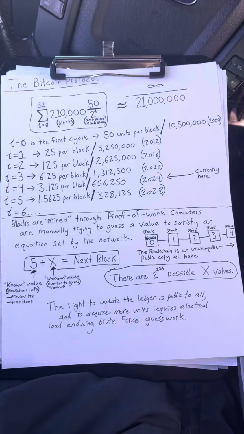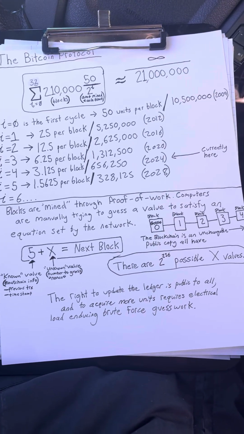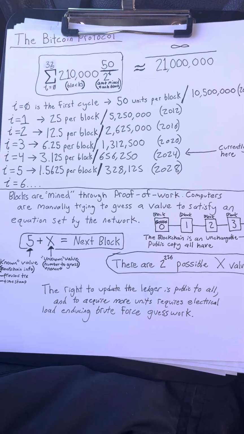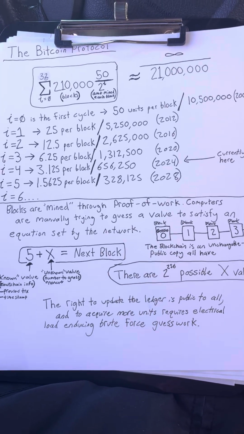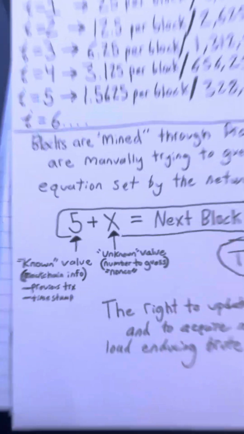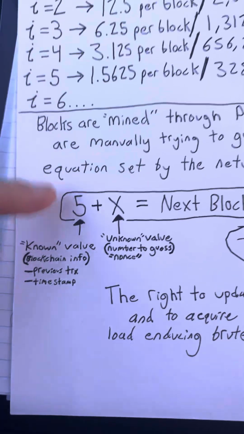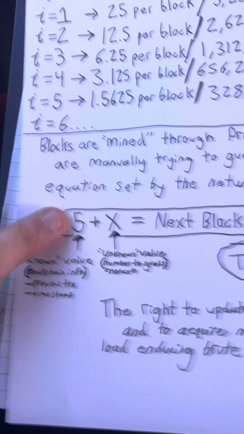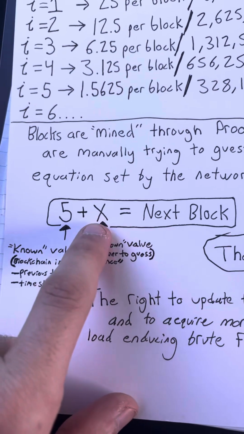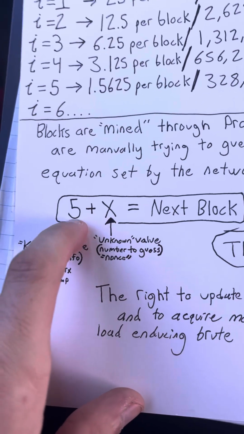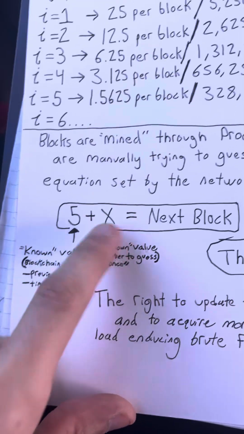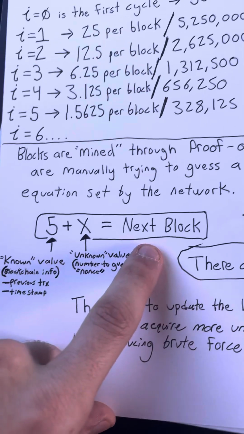It's a very, very simple process, and it's beautiful, actually. So the blocks are mined through proof of work. Computers are manually trying to guess a value to satisfy an equation set by the network. For example, your miner connects to a pool. It's given a known value, aka all the previous transactions on that blockchain. Your miner is trying to guess X. 5, that's just an arbitrary example. Whatever the network data is, plus whatever number meets the criteria will award you that next block.